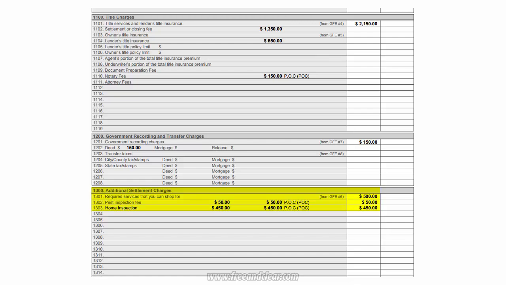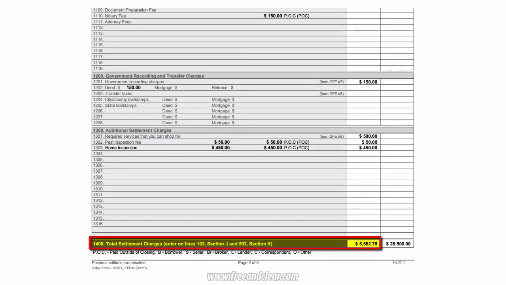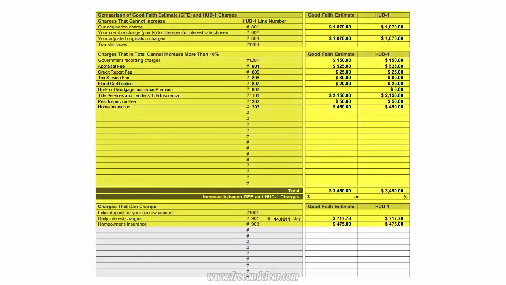These are the fees for services that borrowers elect to have done that are not required by the lender. In this example, we show fees for pests and property inspections to make sure that there are no significant issues with the property, such as termites or structural issues. Although these inspections are optional for the borrower, they are highly recommended when you purchase a home. At the bottom of the table, we have the total settlement charges or closing costs the borrower is required to pay. So approximately $5,560 in this example.